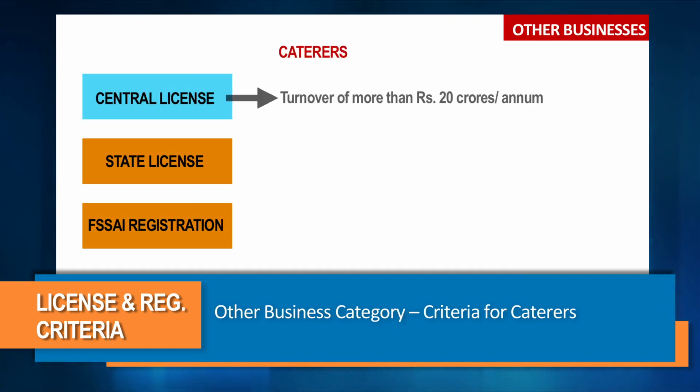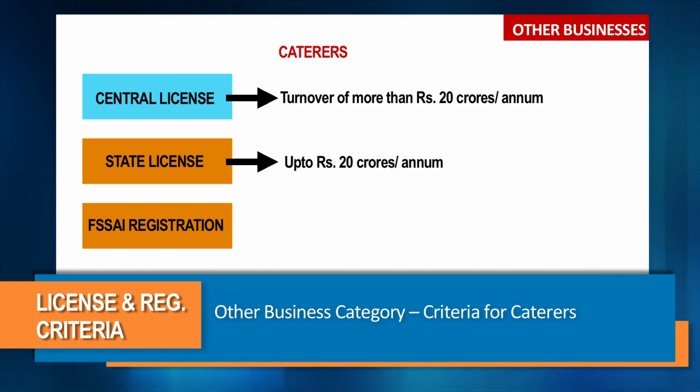Caterers with turnover of more than rupees 20 crores per annum falls under central license, and up to rupees 20 crores per annum falls under state license category.